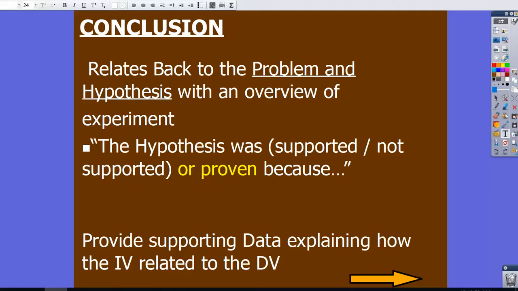The hypothesis was supported if the data is aligned with what you expected to have happen, or your hypothesis was not supported if the data shows something different than what you expected to have happen. So you want to be specifying whether the hypothesis was or was not supported, and then why it was or wasn't supported. And then ultimately, again, tie back to the question. What was the answer to the question?